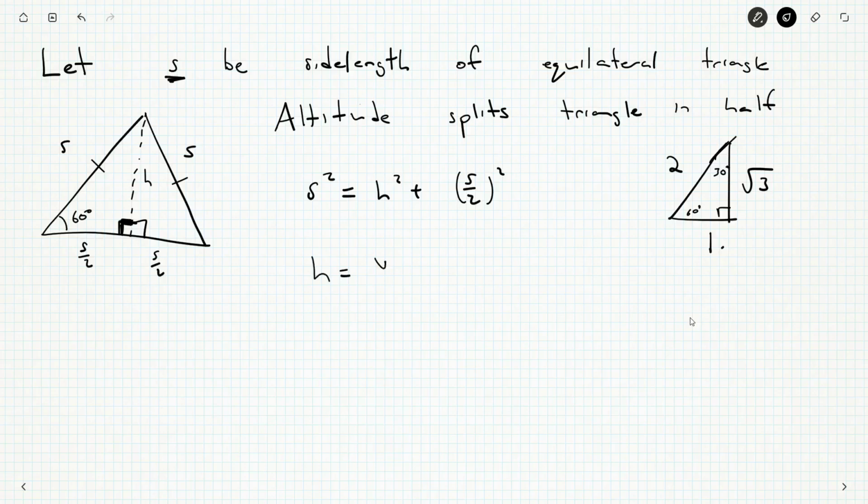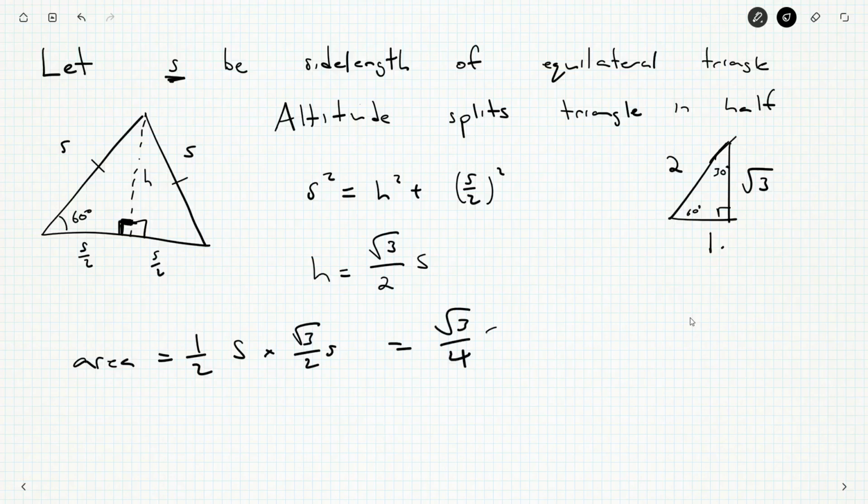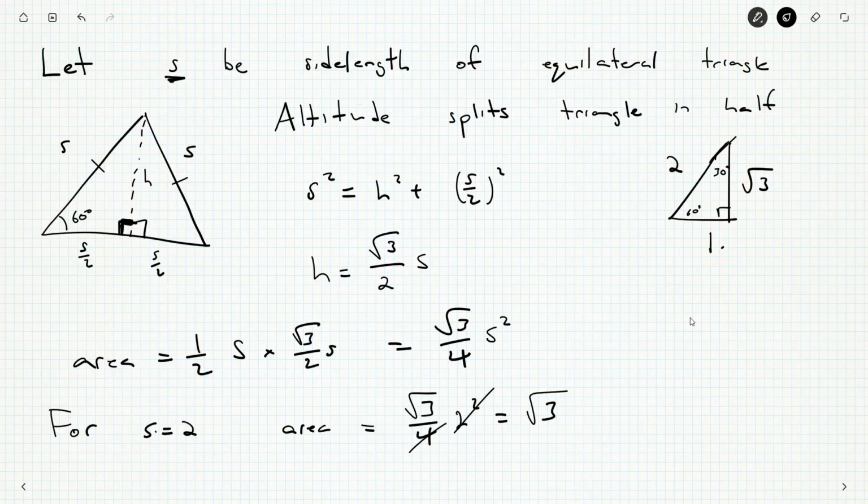We're going to get that h is root 3 over 2 times s. Okay? And from there, the area is 1/2 base times height. And we get root 3 over 4 s squared. And for our specific question here, for s equal to 2, the area is root 3 over 4 times 2 squared, which is 4. So the area here is root 3. Put a little box around it, put a little therefore statement, whatever you want to. And that wraps up part A.